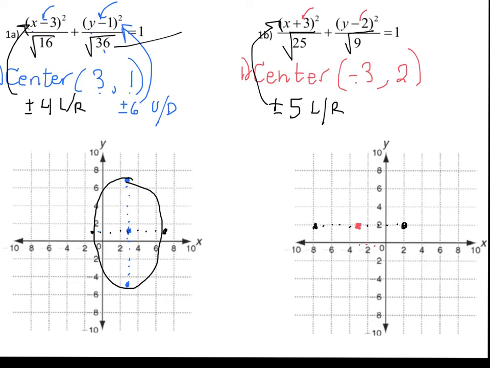Next we'll count the square root of 9, which is plus or minus 3. Since that's underneath the y, that means up or down. So we will go up 3 and down 3 and connect our dots. So obviously this is a horizontal ellipse, which we knew because the number underneath the x is bigger.